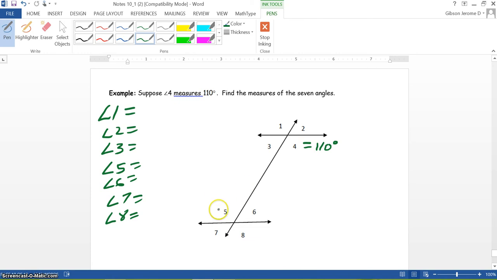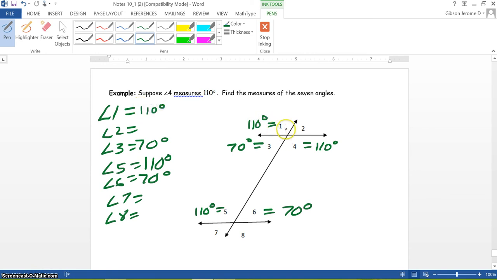Now we could do the alternate interior angles. So that means angle 5 would be 110. And then what we could do here is the straight angle. Angle 5 and 6 is a straight angle, so angle 6 would be 70 degrees. But angle 3 and 6 are alternate interior angles, so angle 3 is also 70 degrees. Now angle 3 and angle 1 is a straight angle, so angle 1 will be 110 degrees. And then angle 1 and angle 2 are straight angles as well, so angle 2 would be 70 degrees.